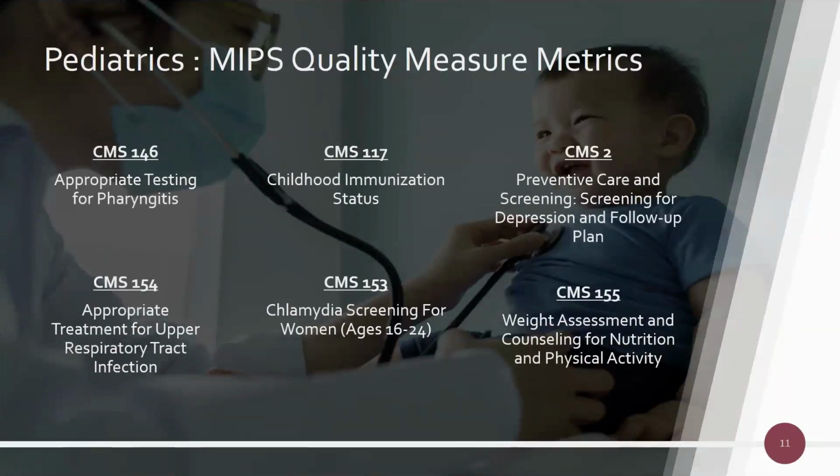For our pediatric providers, your focus 6 quality metrics are CMS 146, appropriate testing for pharyngitis. CMS 117, childhood immunization status. CMS 2, preventive care and screening for depression and follow-up plan. CMS 154, appropriate treatment for upper respiratory infection. CMS 153, chlamydia screening for women ages 16 to 24. And CMS 155, weight assessment and counseling for nutrition and physical activity.